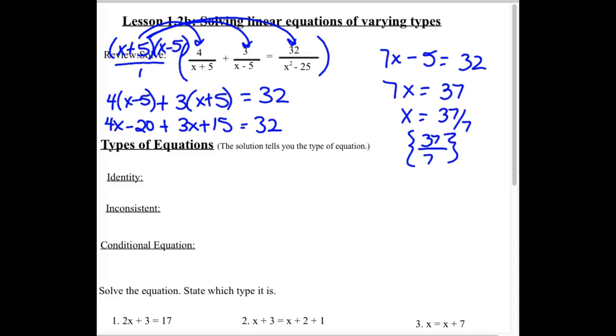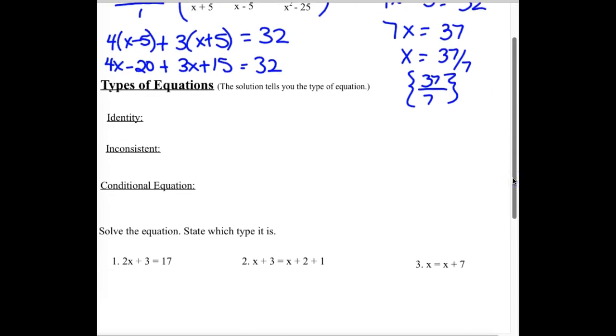All right, so this is an example of what we would call a conditional equation. A conditional equation is one where you get at least one answer, right? It works for at least one real number. Okay? In other words, the equation is true on the condition that x has to be 37/7. Okay? So when you can get an answer, we say it's conditional.